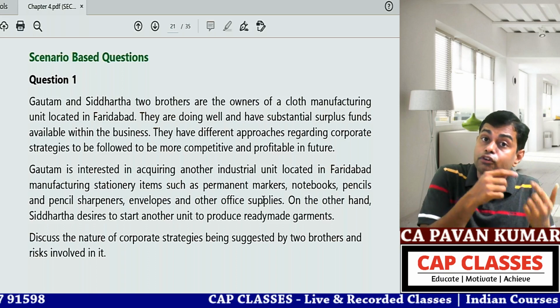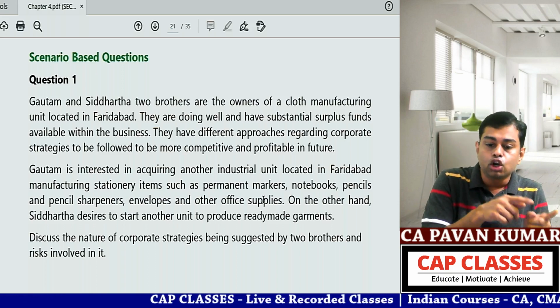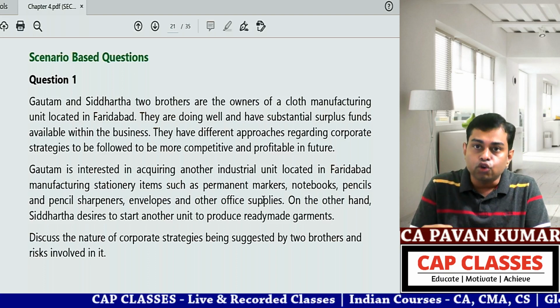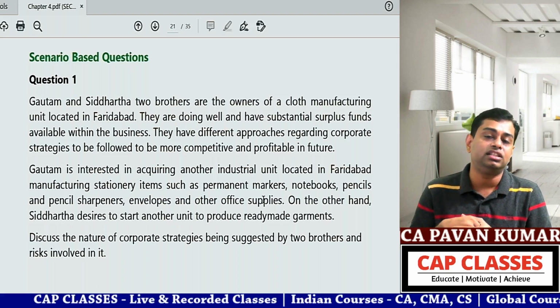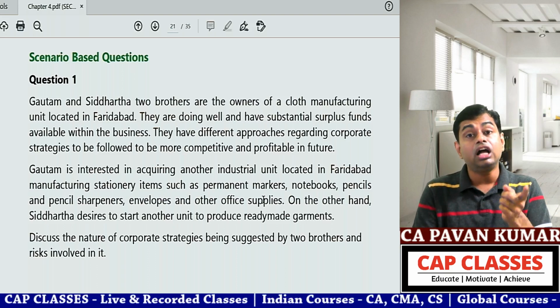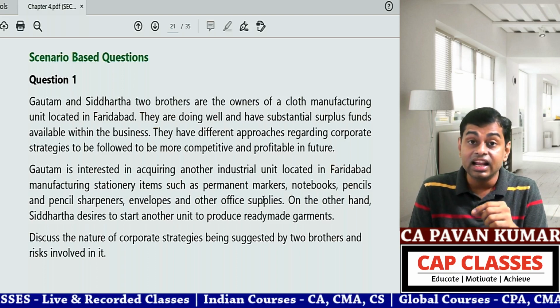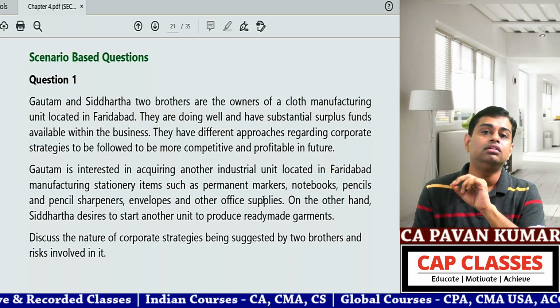The output of old business will become input for the new business. You will send that cloth to this particular new venture, and here you will manufacture trousers, shirts, and other ready-made garments. So this is also a new business, but related to the existing business. So it is a related diversification.